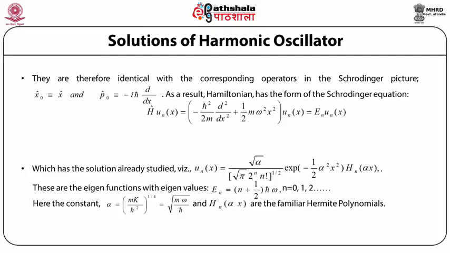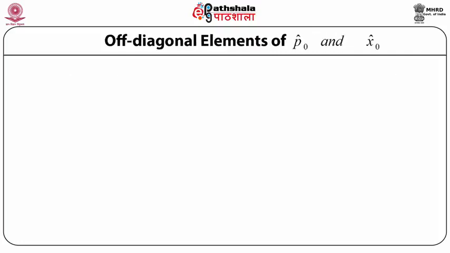Here E_n is the energy eigenvalue corresponding to the eigenfunction u_n(x), where α is a constant defined as (mk upon ħ²) to the power 1/4, and this can be simplified to give α equal to the square root of mω upon ħ, and H_n(αx) are the Hermite polynomials.